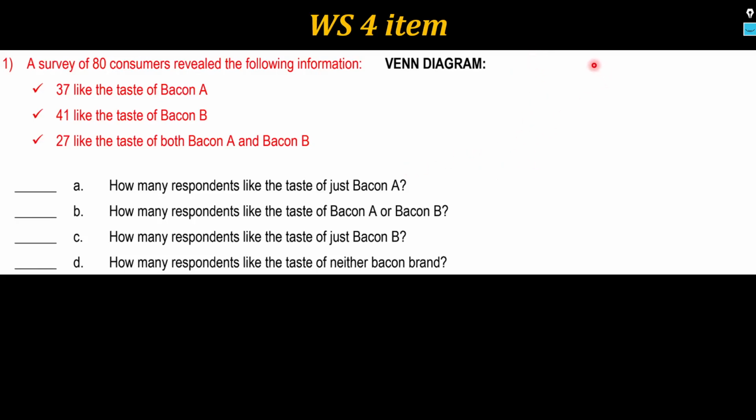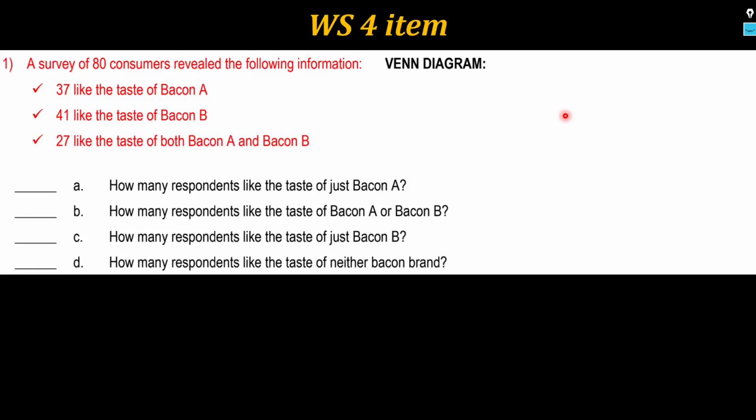And because of the nature of our problem, we see that we have a total number of 80 consumers that were part of that survey. So you can already imagine, that's the cardinality of the universal set. Yung 80, yun ang pinag-uusapan natin. And then you see bacon A, bacon B, and they seem to have elements in common because there are 27 consumers who like both A and B.